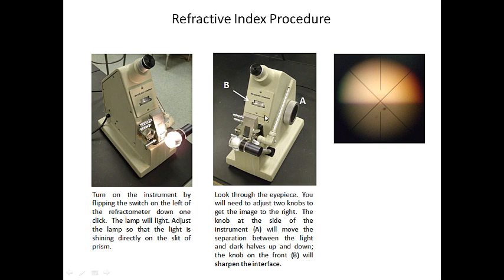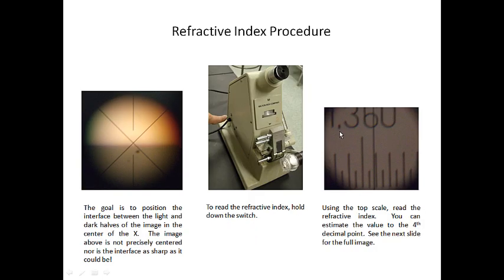The ultimate goal here is to get a sharp line between the interface and get that sharp line placed right on the center of that X. This takes a little bit of practice, but usually once you find the light and the dark halves and you sharpen it up, then it's just simply a question of using knob A to put it right on the X. So that's our goal. Notice that this one is not very sharp, not on the X. You can do better. So once you've got this set up, then you're ready to make the measurement.